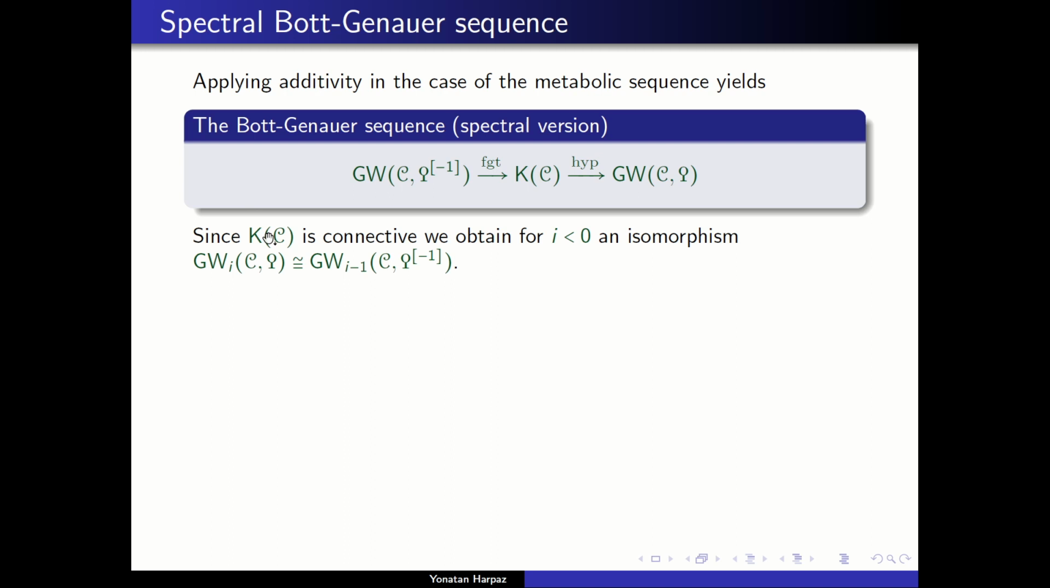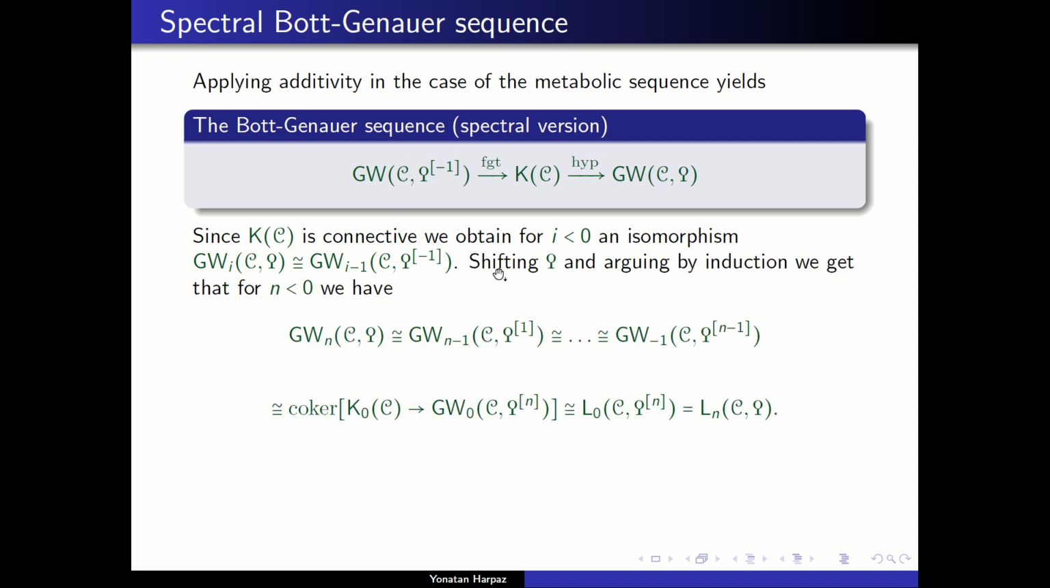And since the K-theory spectrum is connective, we obtain that for every negative index i, the boundary map associated to this fiber sequence gives an isomorphism between the ith homotopy group of GW, which we write here as GW_i, or the ith GW group of (C, Φ), and the boundary map gives an isomorphism with the (i-1)th GW group of C with Φ shifted, so what appears here.